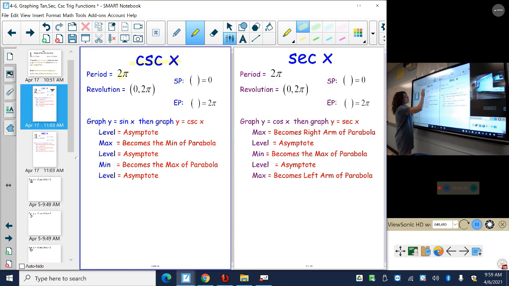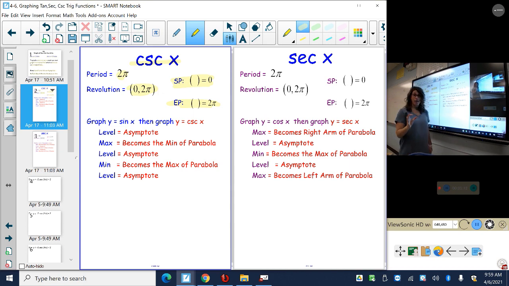Cosecant still has a period of 2 pi. The starting point is still equal to 0. The ending point is still equal to 2 pi. The normal cycle is between 0 and 2 pi, which is why we are utilizing 0 and 2 pi. So we're doing everything that we've done previously.